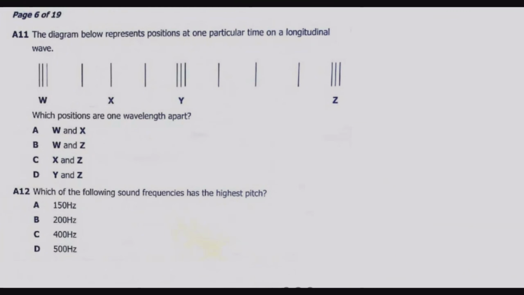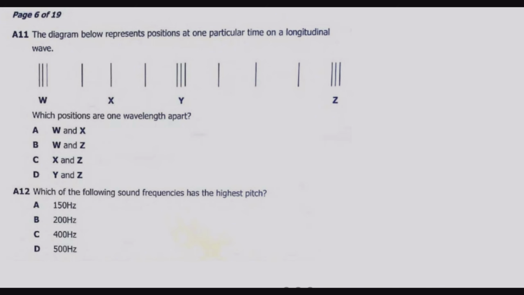We move to question 11. The diagram below represents a position at one particular time on a longitudinal wave. Which positions are one wavelength apart? So again, this is basically a longitudinal wave.